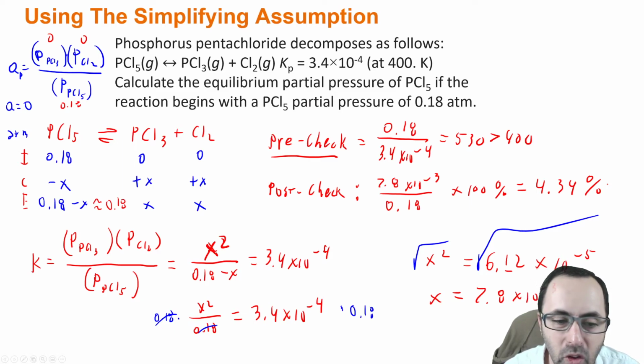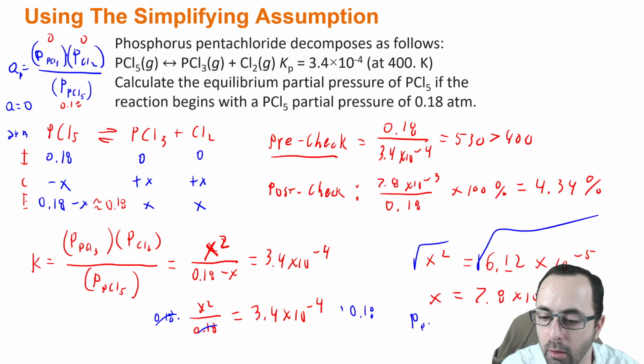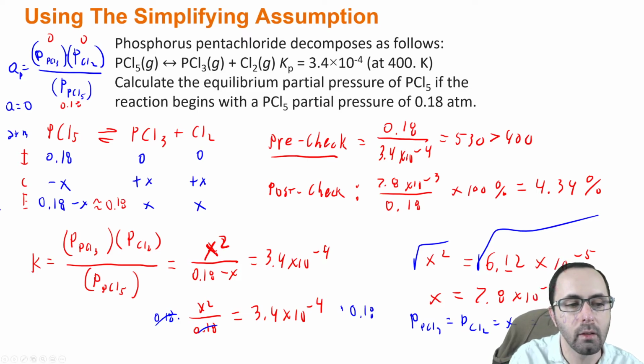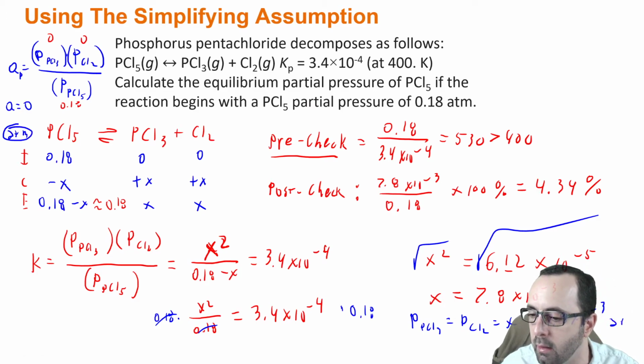So finally, we can get our answer. Our pressure of PCl3 is going to equal our pressure of Cl2. They're both the same, equal to x, and so they are 7.8 times 10 to the minus 3. And don't forget the units. Remember, our units here are atmospheres, so we're going to write those units. So this is one of our answers here.